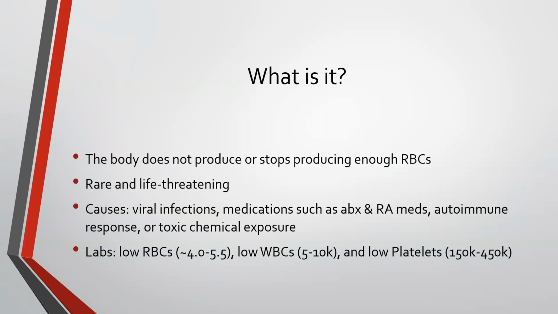Let's see. The next one we have is aplastic anemia. Aplastic anemia is a deficiency where the body does not produce, or stops producing, enough red blood cells. This is a type of anemia where all three formed blood cells are low. So red blood cells, white blood cells, and platelet counts are all super low. It is rare. It is life-threatening.